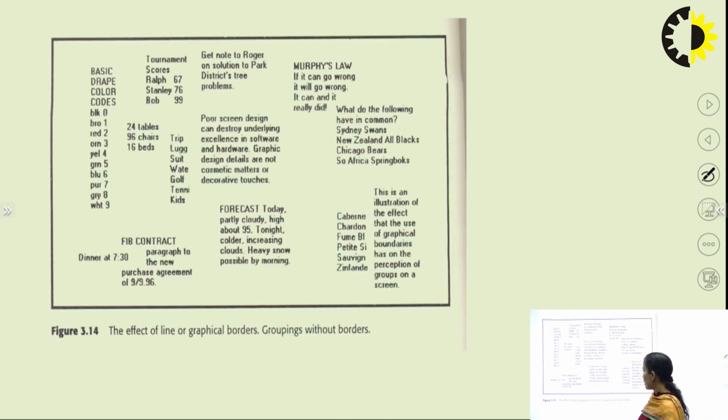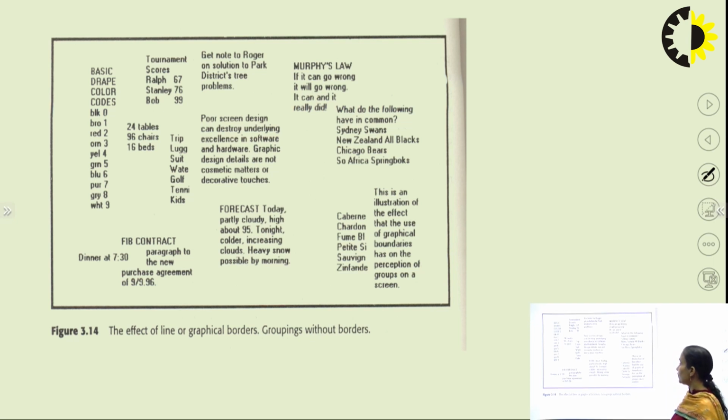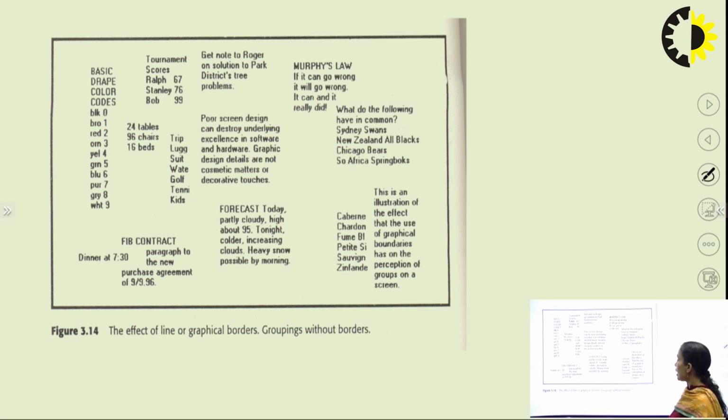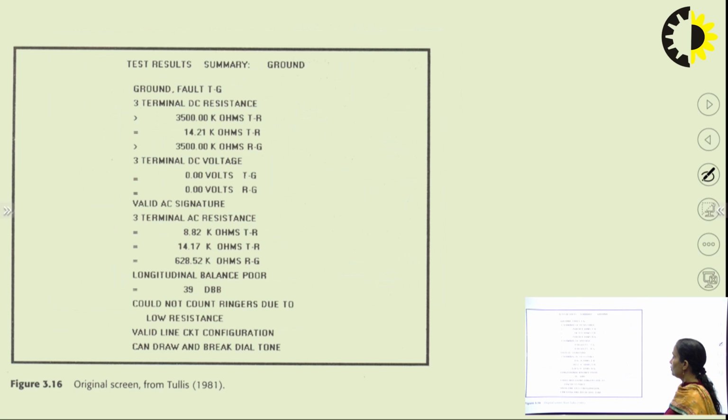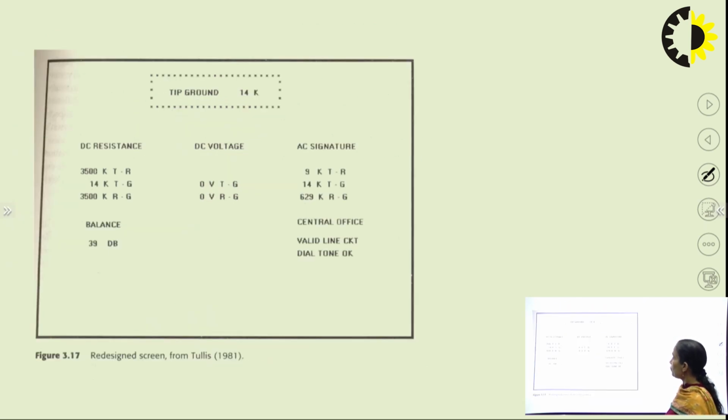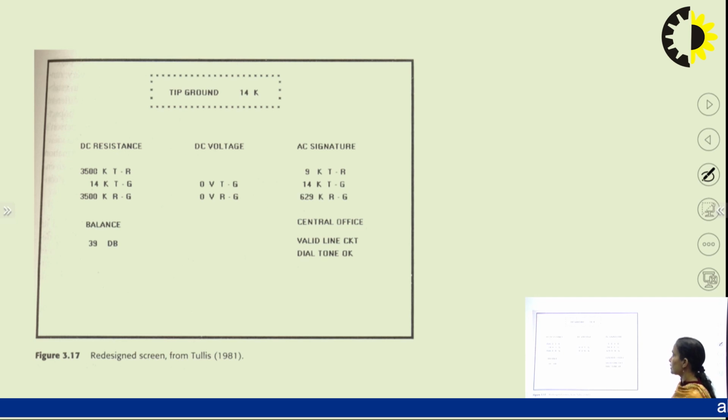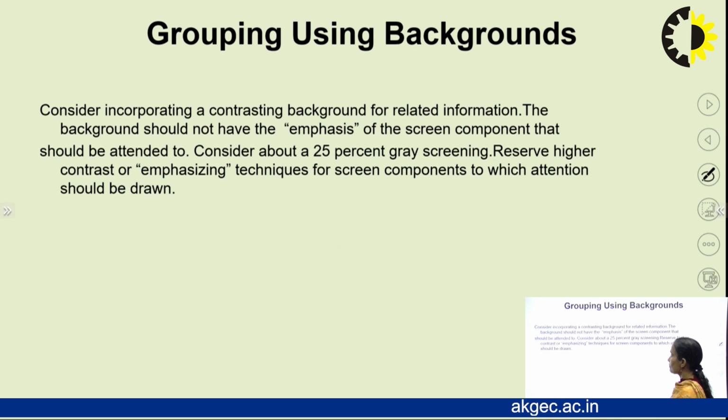So this is the effect of line and graphical borders. Here the grouping without border is shown, and this is the grouping with border, and we can see clearly the screen is now more visible. Then this is the original screen from Tully's, and now we have redesigned the Tully screen based on the proximity principle.